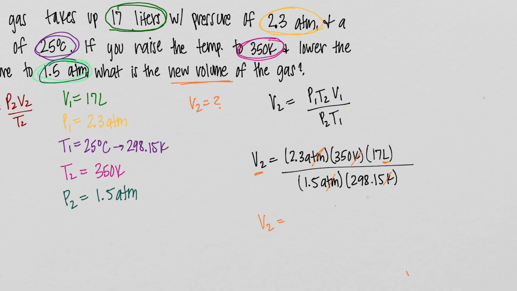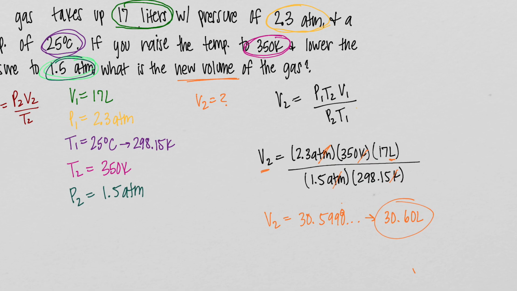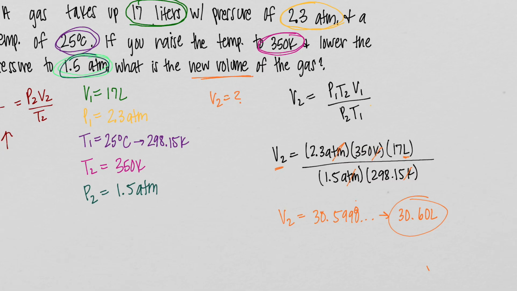So you just have to calculate in your calculator, obviously, 2.3 times 350 times 17 divided by 1.5 times 298.15, and you get 30.5998, blah blah blah. We're going to round to 2 numbers after, so 60 liters. So that's your new volume. Okay, that's what you should have gotten for number 2 for the combined gas law practice.